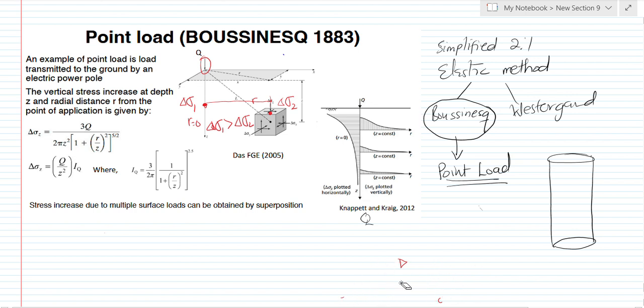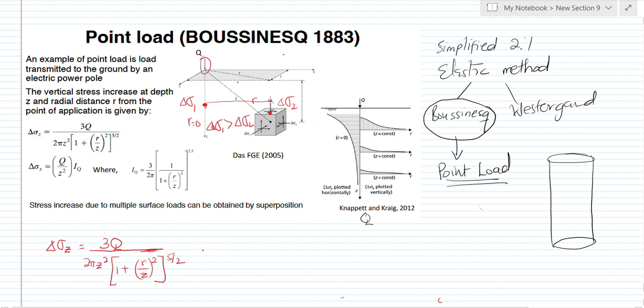And so the relation that we use is what you can see. The stress increase at a particular point is equal to 3 times the force over 2 pi, the depth that we are looking for squared, multiplying 1 plus the radial distance over the depth at which we are looking for the stress squared, and this whole thing to the power of 5 on 2. So this is when you are given all the parameters.